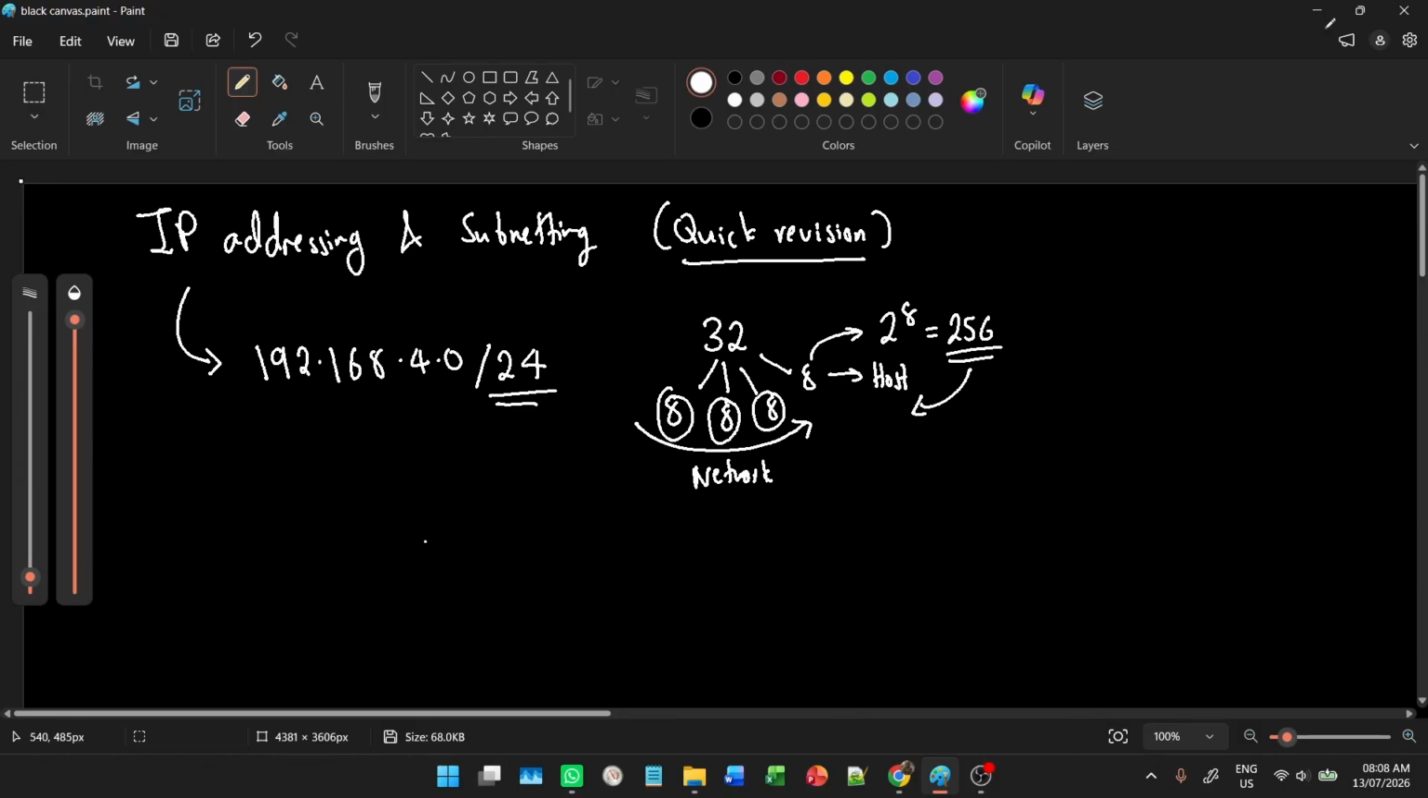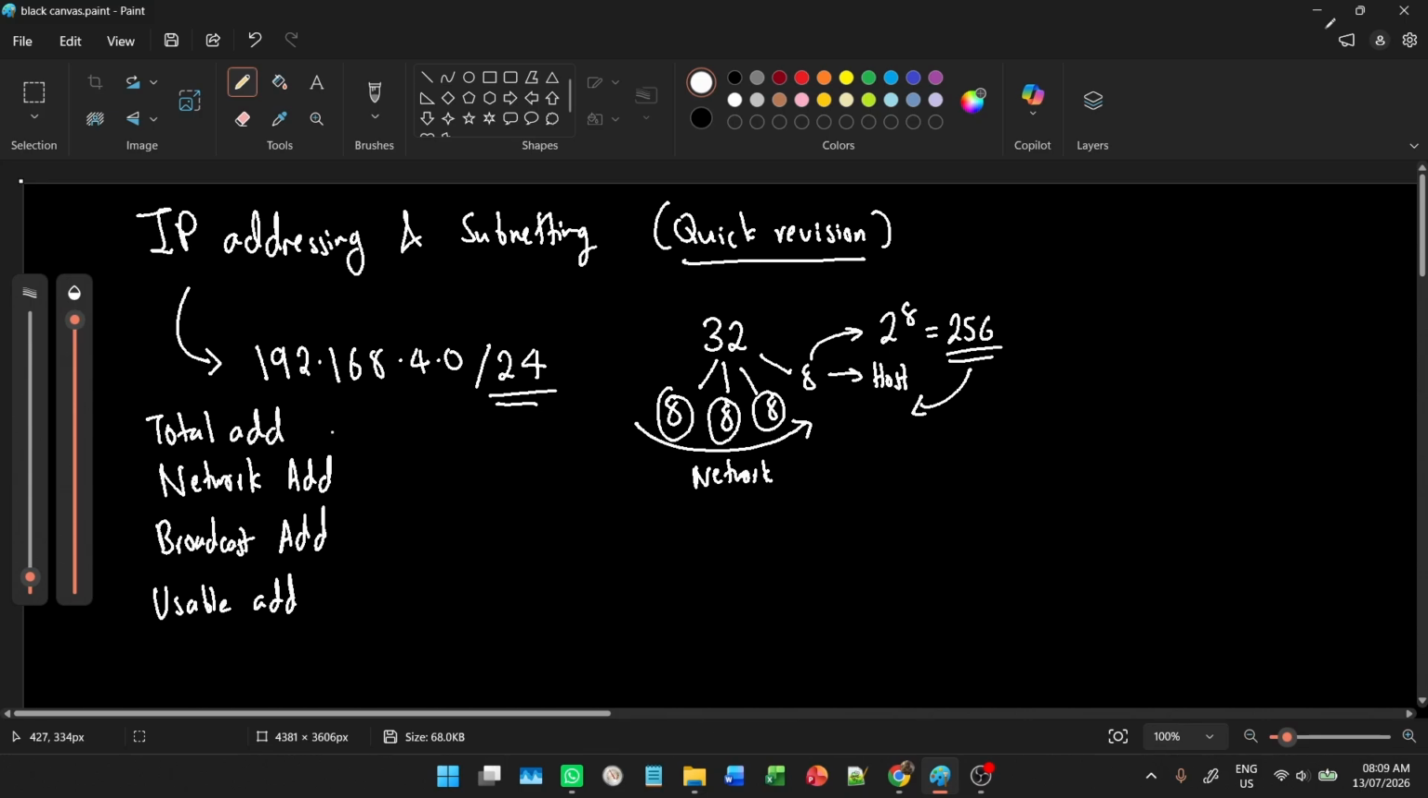So let's say that they give you something like this, and then they say something like find the network address of this. Then they say find the, let me write it down. They can ask for the network address. They can ask for the broadcast address. They can ask for the number of usable addresses. And then they can ask for the number of total addresses that are available.